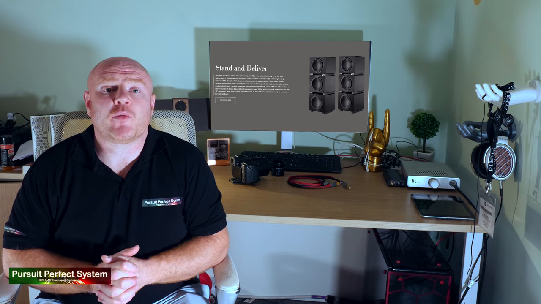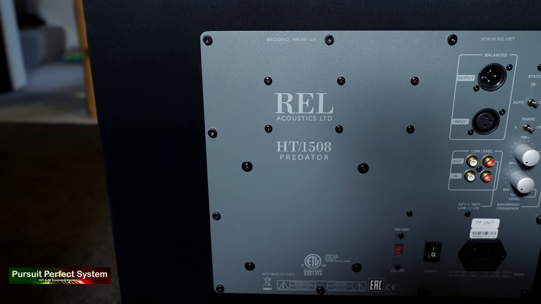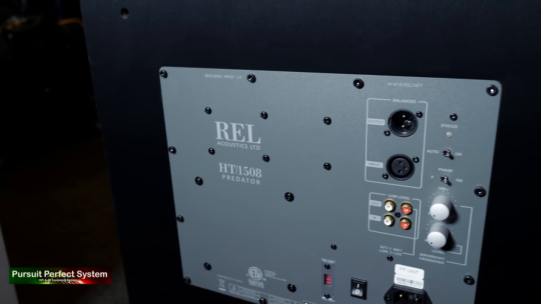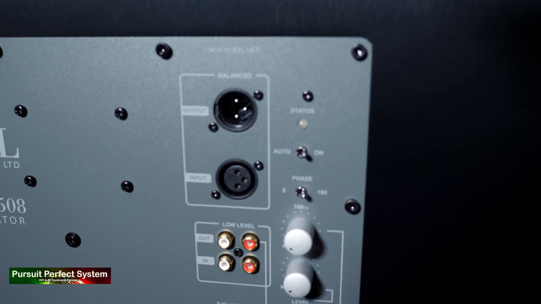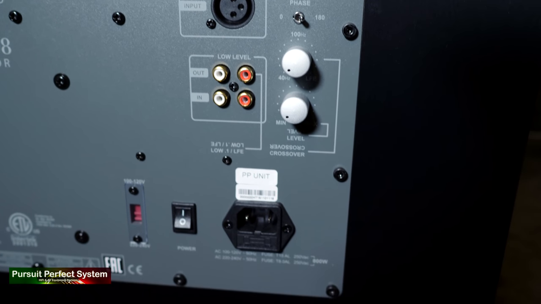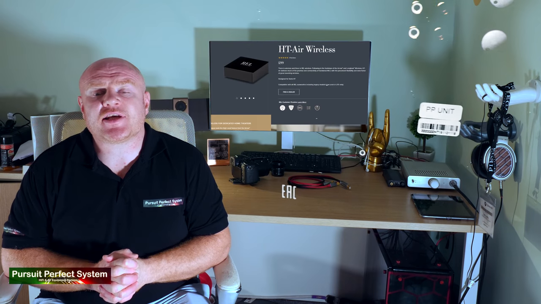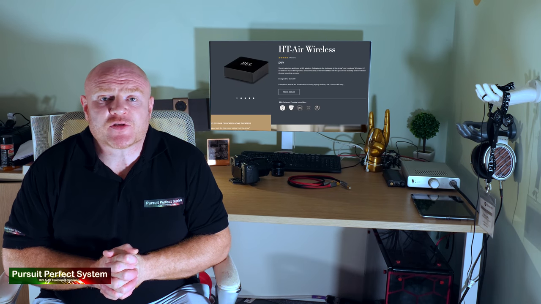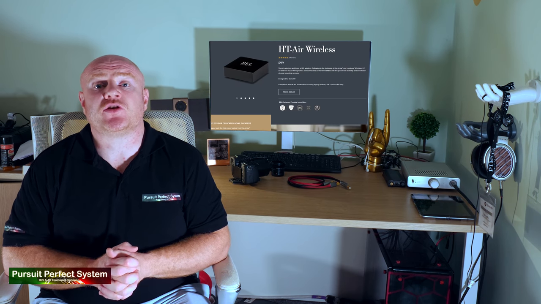On the rear of the subwoofer, we have what I would class as a traditional amplifier plate with all the controls that we might expect. One thing to point out is that the 1508 has both analog inputs and analog outputs, so that if you do want to stack the Predator subwoofers, you can daisy chain them together from a signal point of view. You can also use REL's HT Air wireless system, which will create a wireless link between the subwoofer and your AV receiver or processor, which alleviates the need to use a cable.